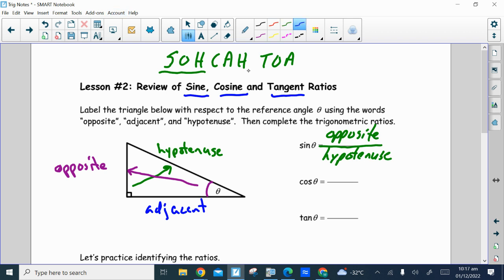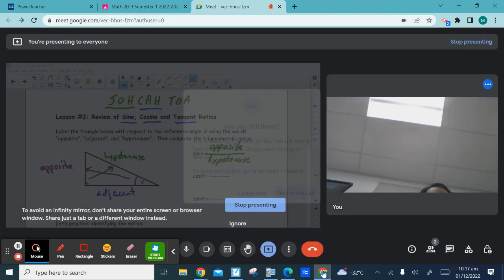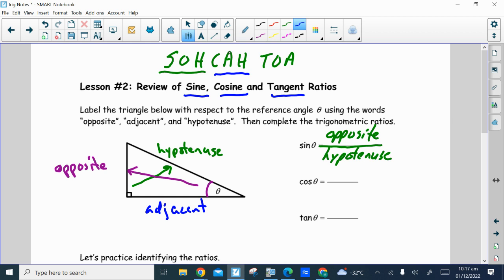The CAH part of SOHCAHTOA tells us what the cosine ratio is. Again, these letters, the C stands for cosine, the A stands for adjacent side, and the H stands for the hypotenuse, and the order matters. A is first, H is second. Adjacent is first, hypotenuse is second. And these are a ratio. A ratio is one number divided by another. So adjacent is on top, hypotenuse is on the bottom.